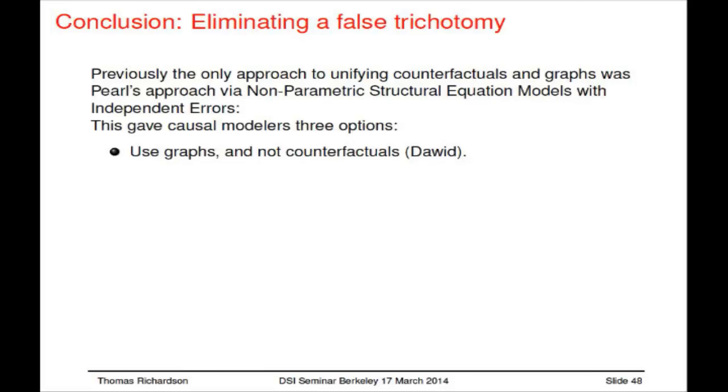I think that the main point here is that we're eliminating what I call a false trichotomy. So previously, the only approach to unifying counterfactuals and graphs was via this twin network method that Pearl had, which involved translating everything into non-parametric structural equation models, very significantly with independent errors. Any counterfactual model, or almost any counterfactual model, can be recast as a structural equation model. But Pearl doesn't just recast it as a structural equation model, he recast it as a non-parametric structural equation model with independent errors, which is a very significant assumption.